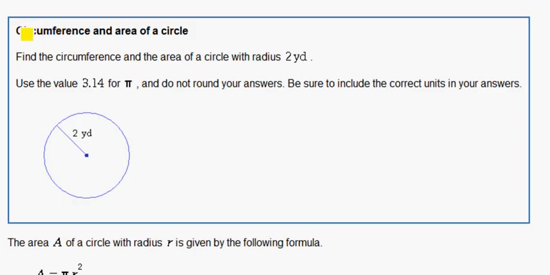In this problem, we are working with circumference and area of a circle. Find the circumference and area of a circle with radius 2 yards. Use the value 3.14 for pi, and do not round your answers. Be sure to include the correct units in your answer.